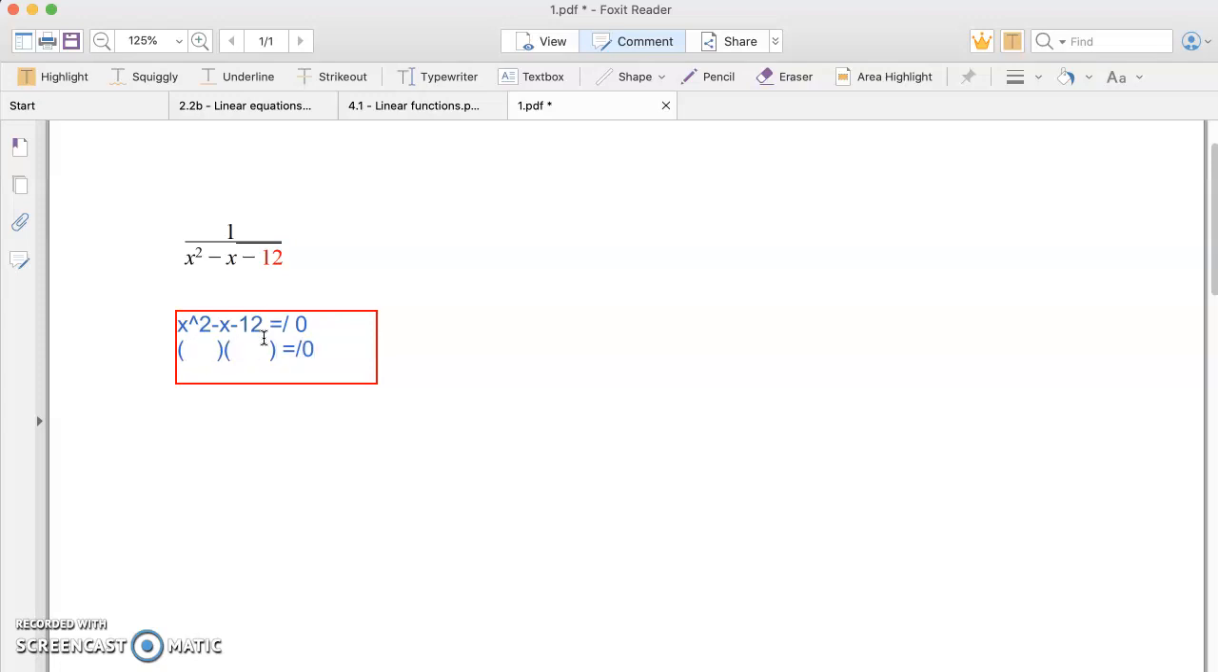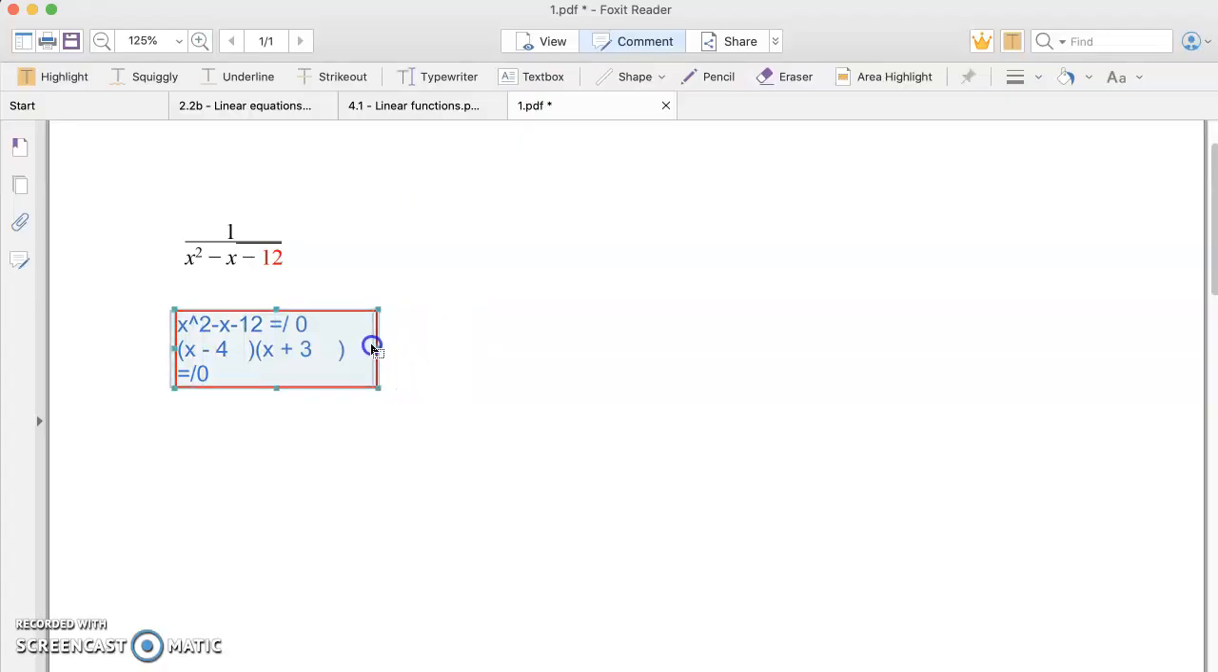X times x goes in the front because x times x gives me the x squared. My last symbol is a minus sign, and that's this one right here that I'm talking about. So I'm going to have a minus and a plus inside my parentheses. And then I want to know what times itself will multiply to give me negative 12 and add to give me negative 1. That's probably 4 and 3. So I'm going to try 4 and 3. And if you check that, that is correct and that will work.